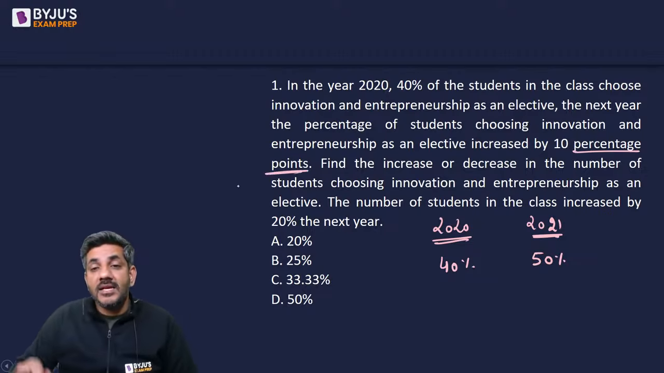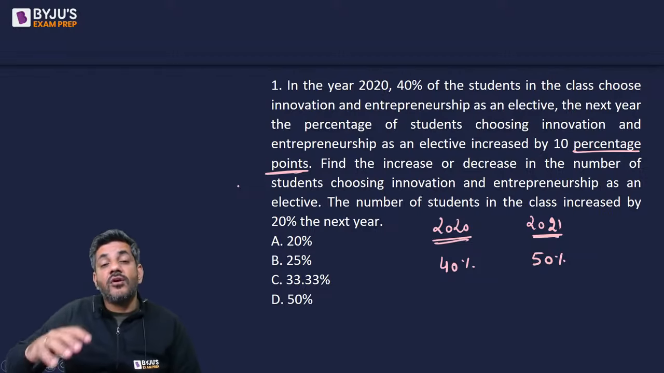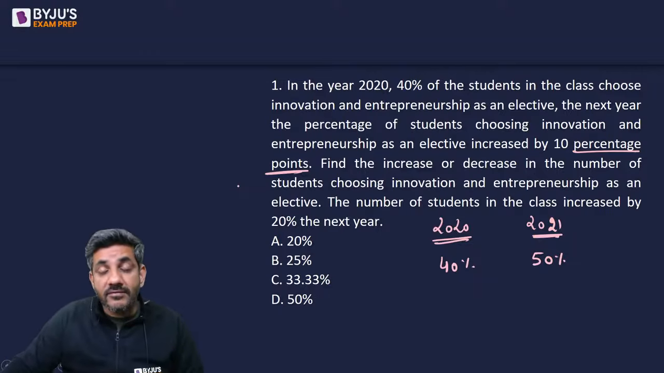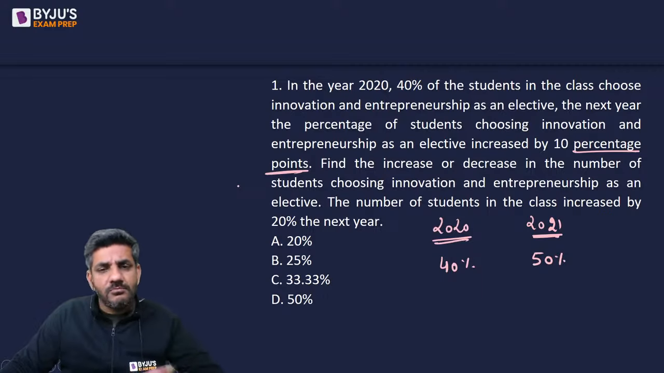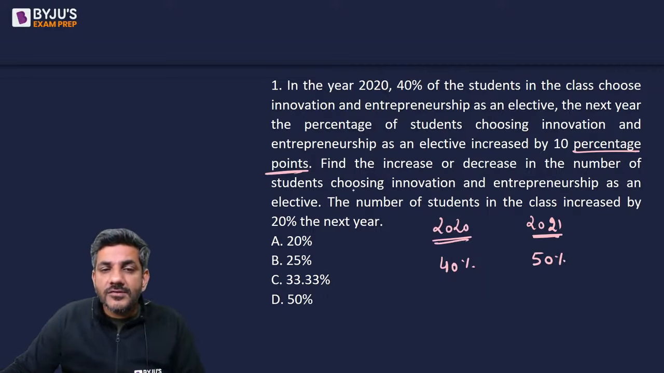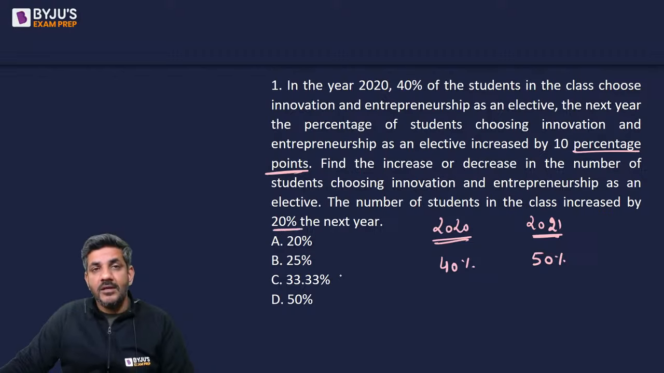Had it said that they are 10% more, in that case this 40% would have become 44%. That way it would have increased if the base is same. Though in this question he's even changing the base, so of course that would also change. So find the increase or decrease in the number of students choosing innovation and entrepreneurship as an elective. The number of students in the class increased by 20%.